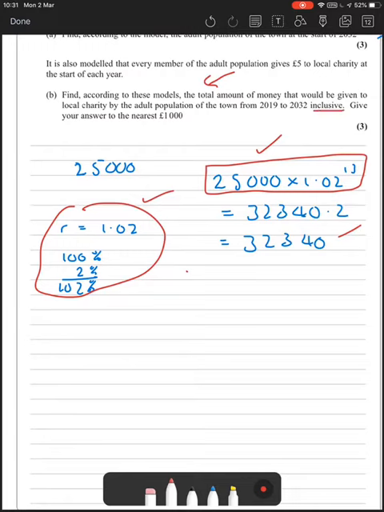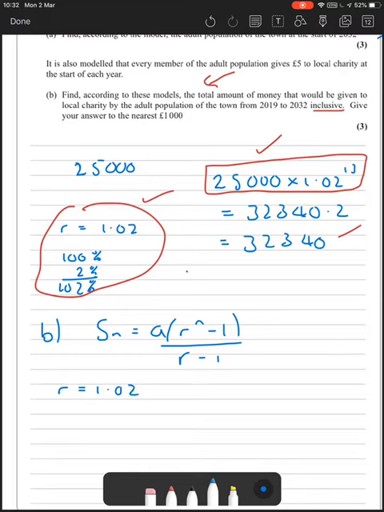So for part B, let's see what information we can extract from the question. We're going to use this formula. Now, there are two different forms of this, which would switch R and 1 around, but in this case, we're going to use this particular form because we already know that our common ratio is 1.02, which is greater than 1. If I use the other formula where I've got 1 minus R to the n, etc., over 1 minus R, I'm going to get a negative number to play with, and we don't want to do that, do we?